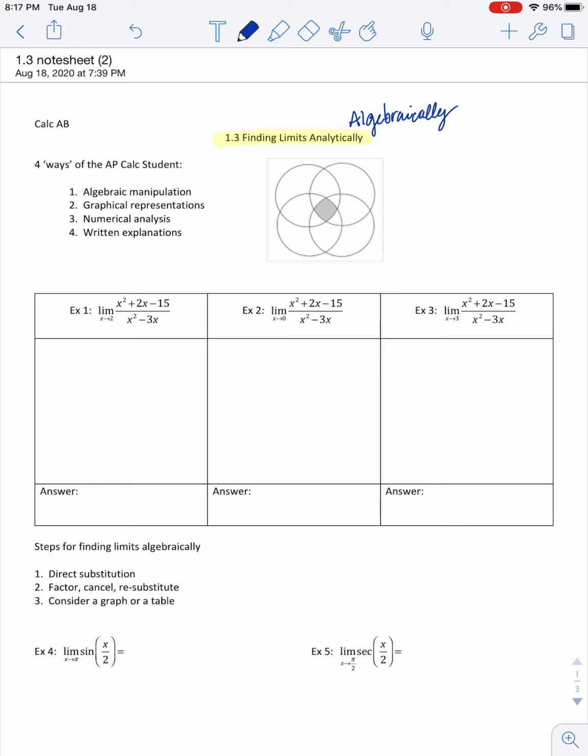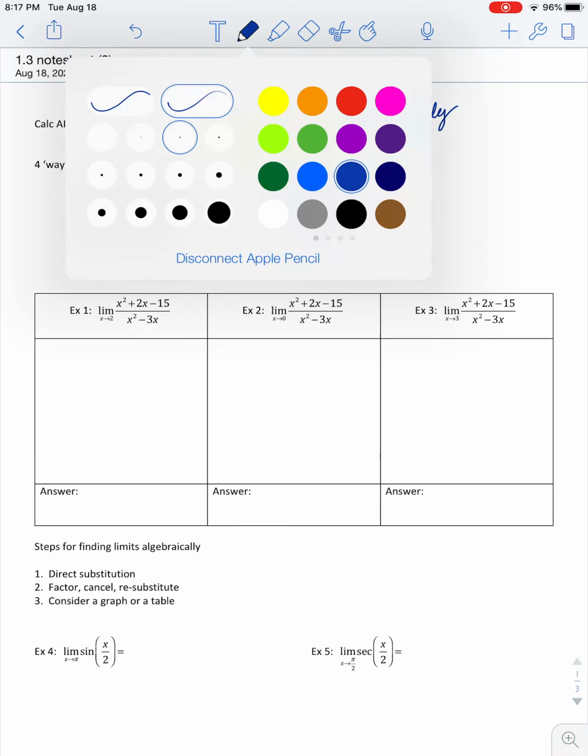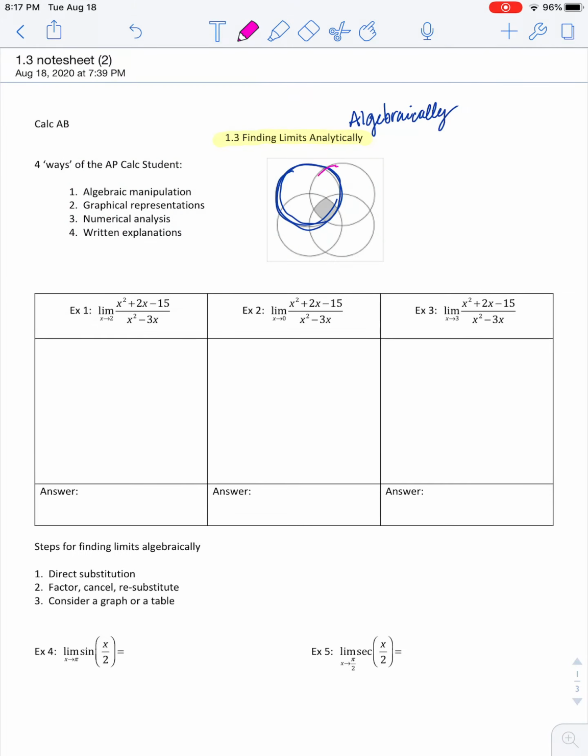Okay. So much like the Spinjitzu masters have 4 weapons of Spinjitzu, the calculus student has 4 ways to handle the problems that you encounter. So these are the 4. First way is algebraic manipulation, being able to know your notation, write things accurately. The second thing is to be able to do a graphical representation, which we started with yesterday in looking at limits. That goes for any other problems that we do.